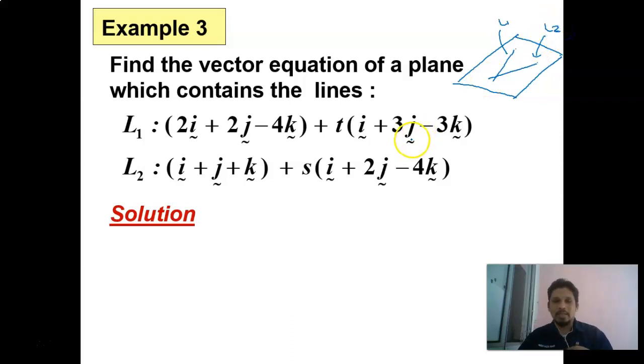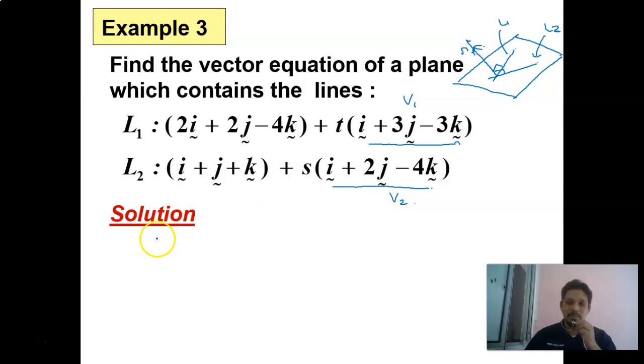Okay, so class, between this L1 and L2, this is our reference. This is our direction vector. This is our reference, V1 and V2. So from here, we are going to find the normal vector n, which is at 90 degrees to L1 and 90 degrees to L2.